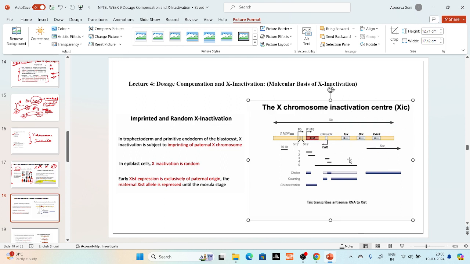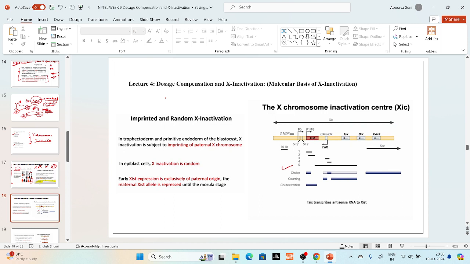The X chromosome inactivation takes place basically at a center known as the X chromosome inactivation center, XIC, and you can see that there are different promoters over here: P1 promoter, P2 promoter, P0 promoter. So first what happens? Choice. What is the meaning of choice? Choice of the promoter. Which promoter has to be used? P1, P2, or P0. So first is your choice. Second is your counting. Counting means how many X chromosomes have to be inactivated.